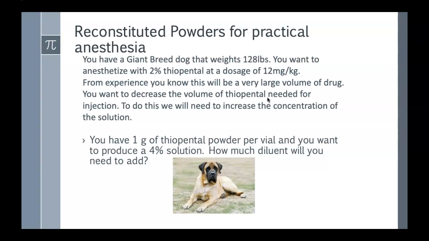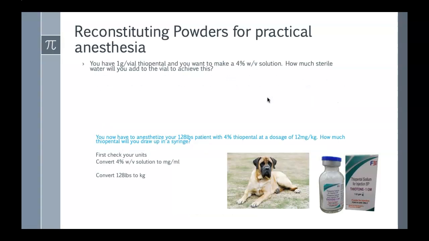So you have 1 gram of thiopental powder per vial and you want to produce a 4% solution. How much diluent will you need to add? So 1 gram per vial of thiopental, you want to make a 4% solution. How much sterile water will you want to add to the vial to achieve this? So a couple different ways to do it. 1 gram over an unknown amount of mils equals 4 grams over 100 mils. Then we're going to multiply. So we've got 1 gram multiplied by 100 mils divided by 4. Essentially, we're saying 100 mils over 4 is 25 mils total.